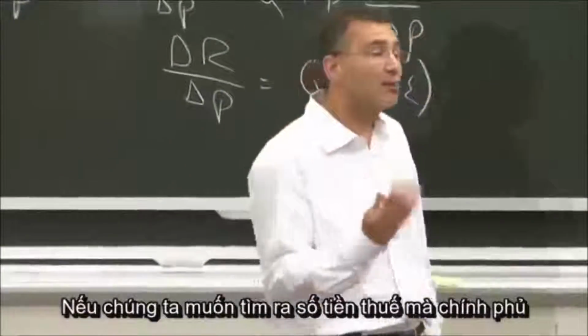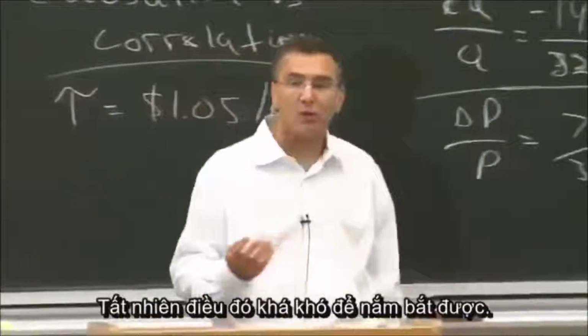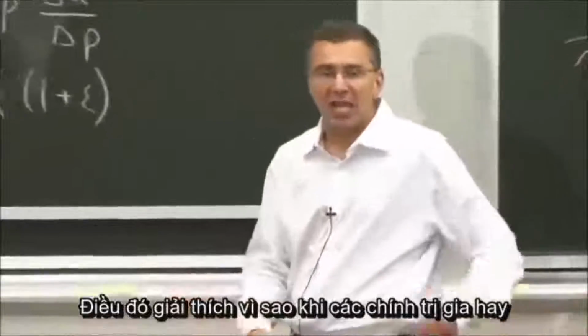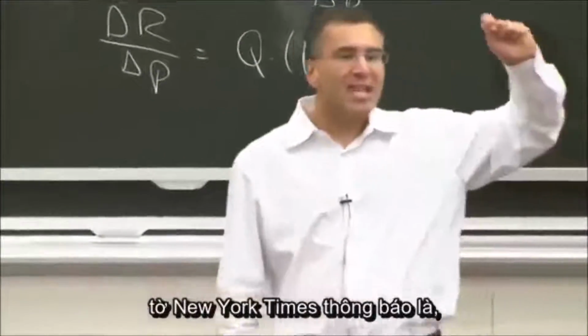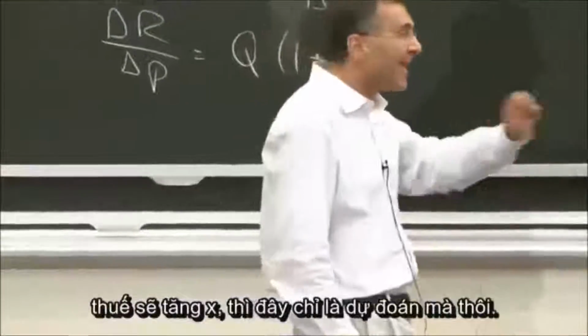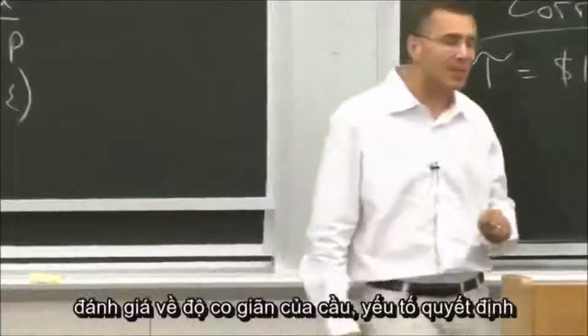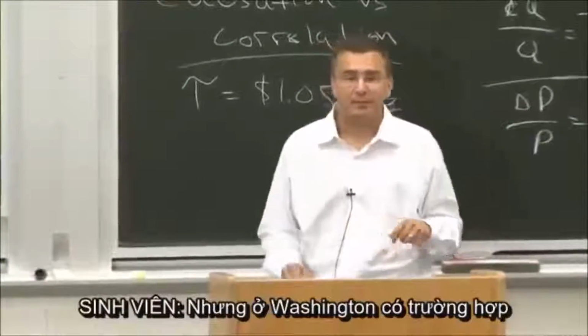Well, if we want to figure out how much a government's going to raise from a tax, they've got to know what these elasticities are, and those are actually pretty hard things to know. So that's why there's uncertainty. That's why when politicians say this tax will raise X, and you hear the New York Times report the tax will raise X, that is a guess. Those are guesses because they depend on our best estimate of the key elasticities to determine how people will respond. Yeah?